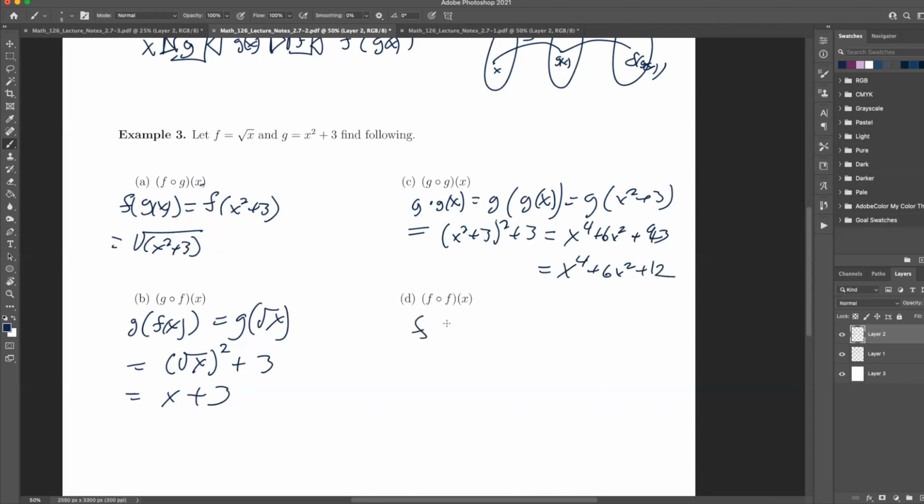And here, if we did f composed with f of x, we get f of the square root of x, which is equal to the square root of the square root of x, which is the same thing as x to the 1/4. Okay, I'll let you write that down.